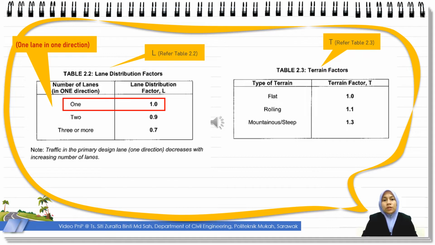By using Table 2.3 based on terrain conditions, you can get the value of terrain factor T. If the type of terrain is flat, the value of terrain factor T is 1.0. Because from the question it is rolling, the value of terrain factor T is 1.1.